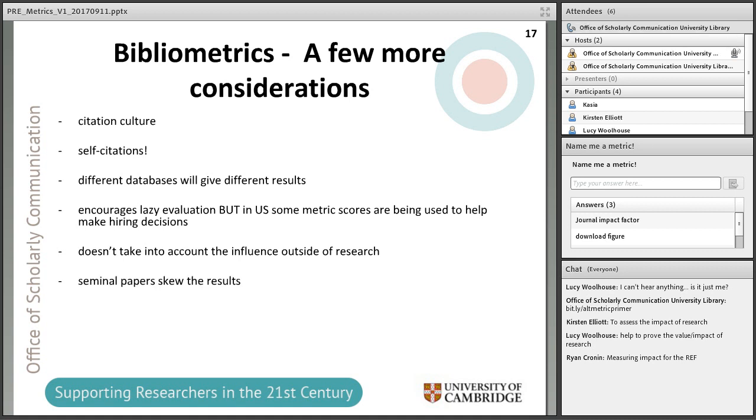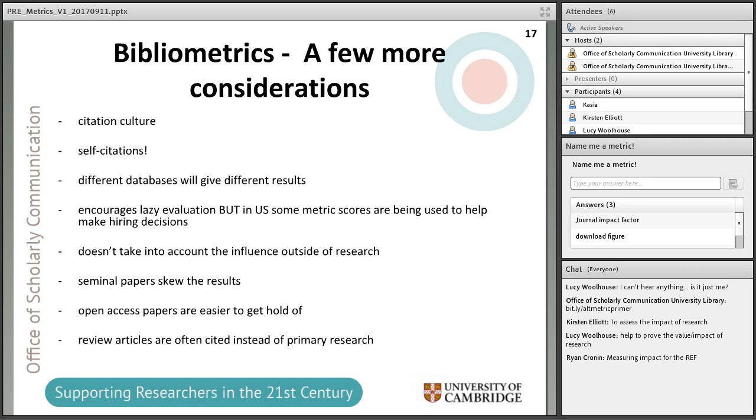And seminal papers can skew the results, so you can write one paper that everyone refers to and is constantly cited, and that will really skew the results because it's not necessarily the most groundbreaking research in the world. It might just be that you came up with the protocol for doing this experiment, and everyone refers back to you. Open access papers are easier to get hold of, so it generally means that they're cited more, and there is a citation advantage to being open access, so actually that can also skew the figures as well.